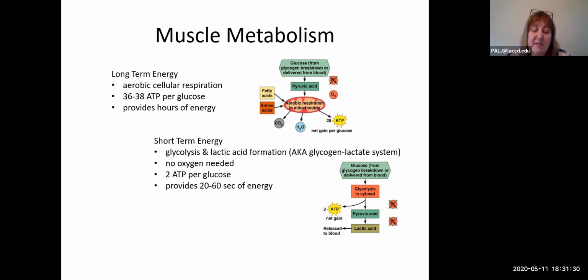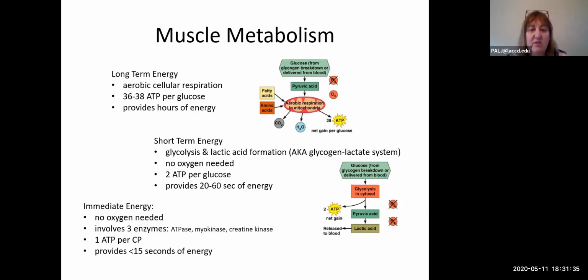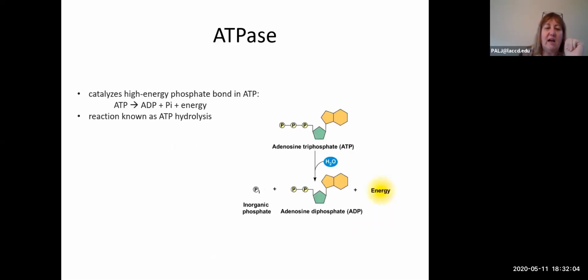And then the third type of energy is immediate energy, which is only a couple seconds' worth. Once again, it's not going to require oxygen, but it involves 3 different enzymes. One we've alluded to before, but haven't really talked about specifically, and the other 2 I think are kind of new. So we are just talking the first few seconds, so under 15 seconds' worth, but typically 5 to 10 seconds' worth of energy. So let me talk about these 3 enzymes first: the ATPase, the myokinase, and the creatine kinase.